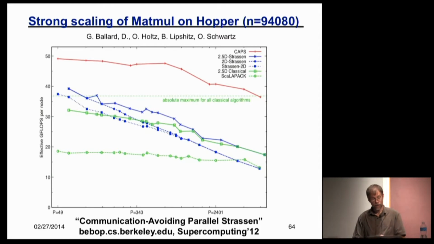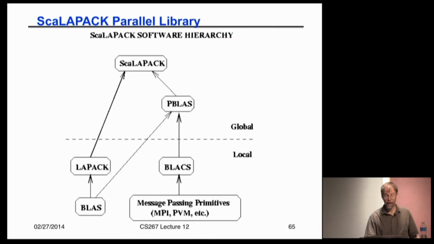And there's all sorts of interesting ideas in the proofs, which I won't have time to go into. So why have I bothered? So to finish the last lecture, why am I telling you all this about matrix multiply? It's because it's a building block for everything else we do in linear algebra. And so here is kind of the software stack that the ultimate library, ScaLAPACK, Scalable LAPACK, builds on.